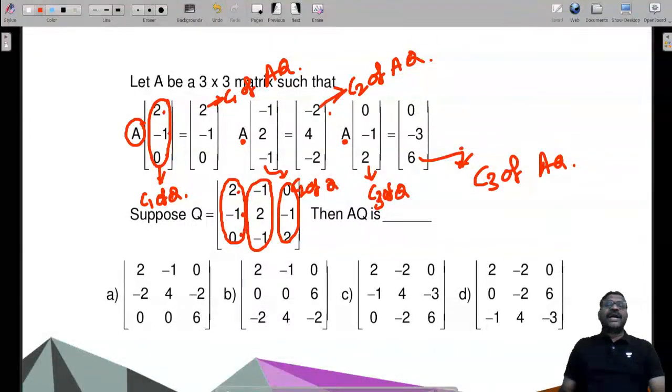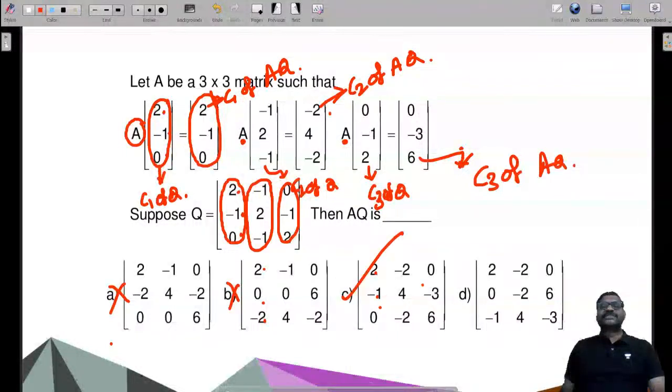Understood? So what is the first column of AQ? First column of AQ is 2 minus 1 0. So this is not the option. The third option is correct: 2 minus 1 0, minus 2 4 minus 2, 0 minus 3 6. Understood? Right. Third option is correct.